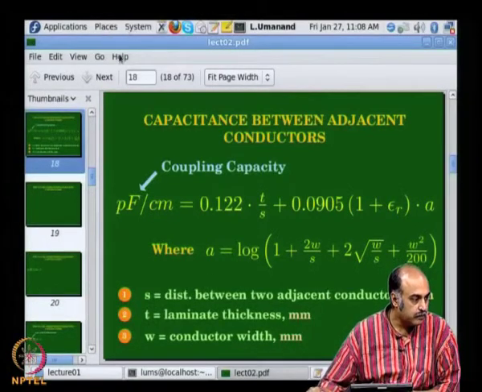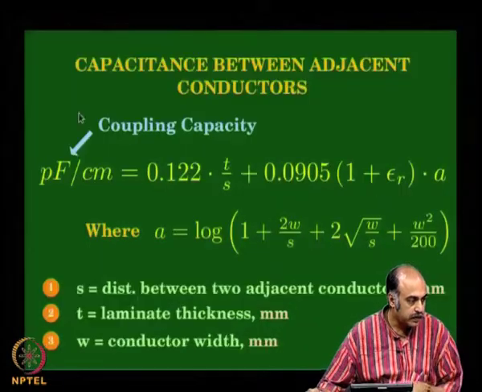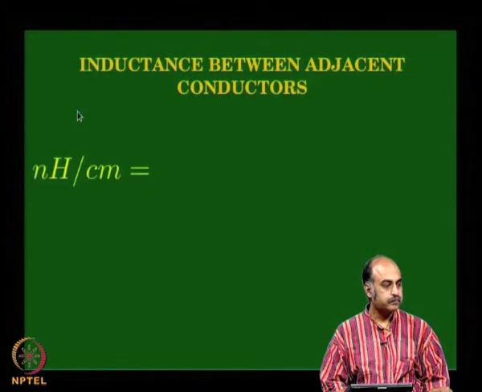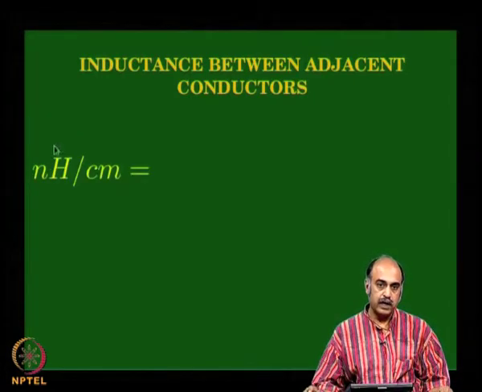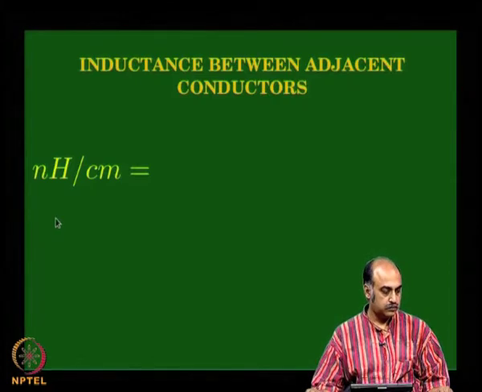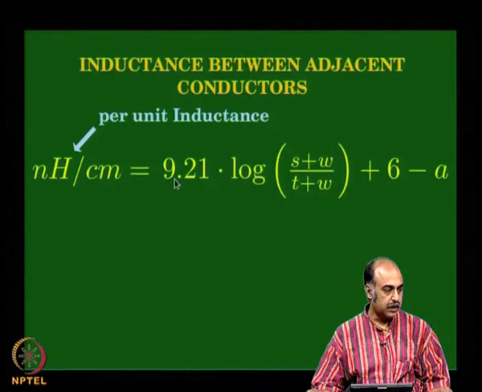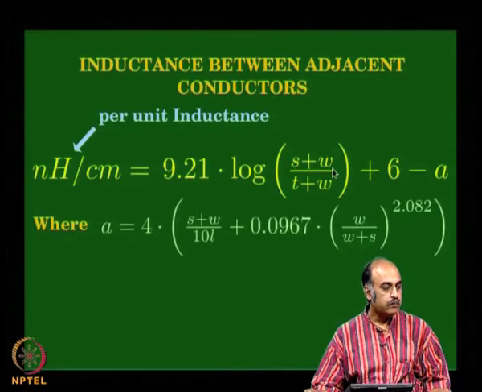So, we had left off at this point. Let us now look at the inductance between the adjacent conductors, which is given in terms of nano Henry per centimeter. The per unit inductance is given in terms of this empirical relationship: 9.21 into log base 10 of (S plus W) by (T plus W), where T is the thickness of the laminate, plus 6 minus A, where A is given by another empirical relationship like this, where L again is the length of the track.